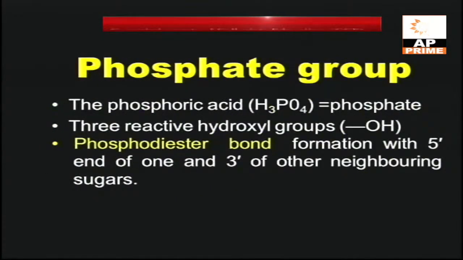It is an inorganic phosphate in DNA structure. It has the formula H3PO4 and it contains 3 reactive hydroxyl groups. 2 of them are involved in the formation of the sugar phosphate backbone in DNA. Why do we know DNA as an acid? The acidic nature of DNA is due to the presence of this phosphate group.